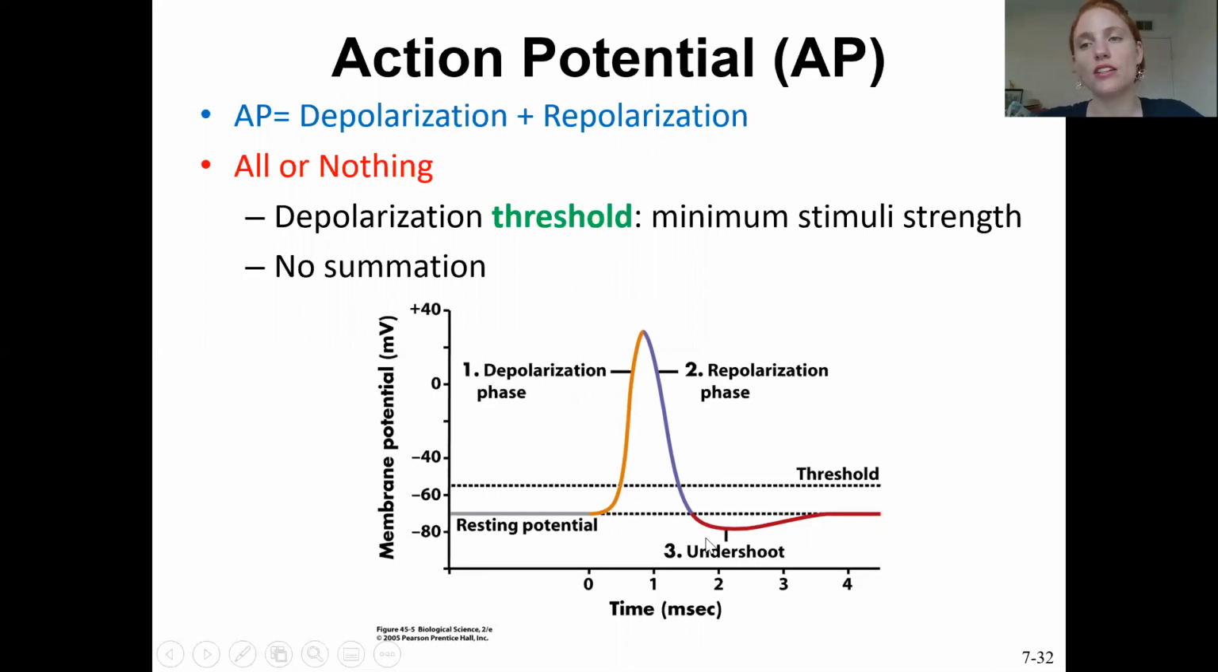Okay, so remember that for graded potentials, you either have depolarization or you have hyperpolarization. When I say action potential, I mean depolarization followed by repolarization, always both pieces. Depolarization plus the repolarization creates one action potential. So everything you see here, this is one action potential. Again, all or nothing, no summation can happen for the action potentials.